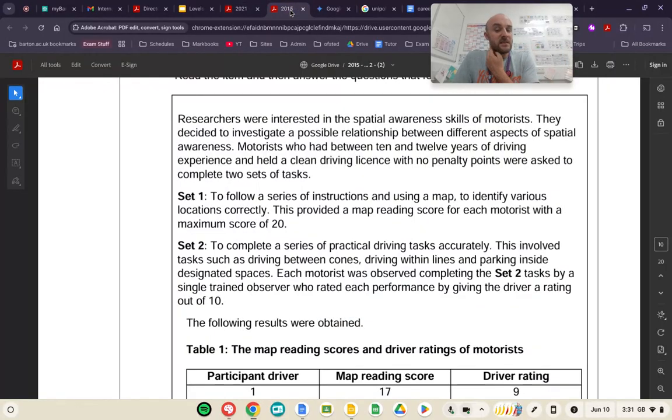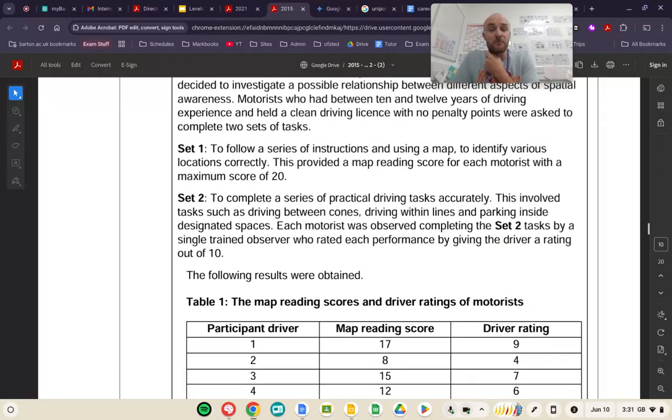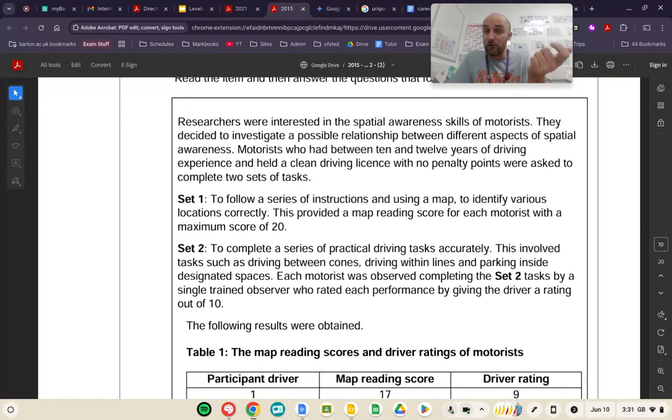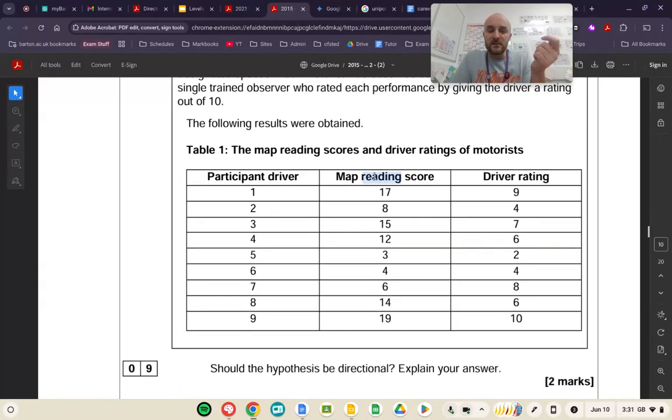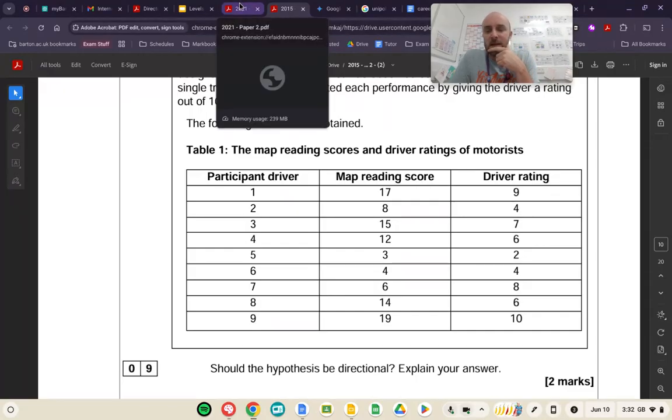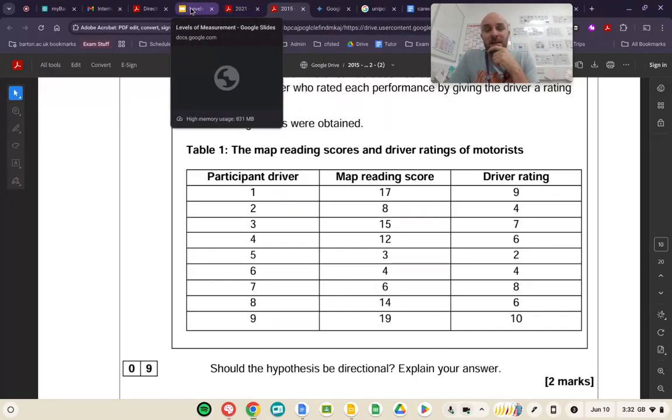Similarly, we've got another one here, which is a bit harder, I think. What's being measured? Well, in this case, 2 things are being measured because it's a correlation. And when you have a correlation, 2 things generally are measured, called co-variables. The map reading score and the driver rating. Both of these are subjective. This one here is 0 to 20. That one there is 0 to 10. They both have a true 0. They're both ordinal data. So my advice would be to be able to pick this out.